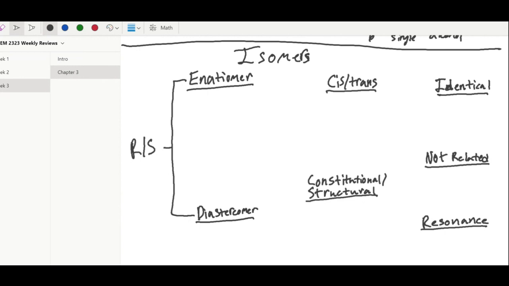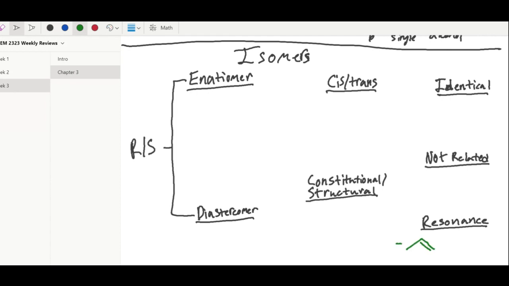Okay, all right. So geometric and constitutional. Yeah, geometric is similar to structural, I believe. I'm not really sure if the words are interchangeable, but let's start off with resonance. It should be the most simple one.